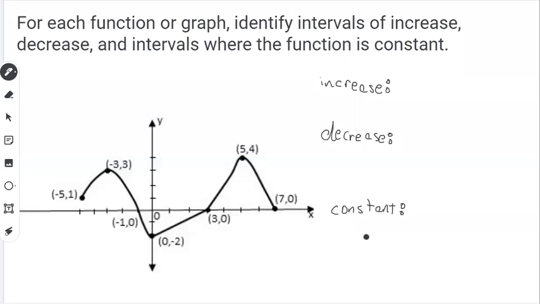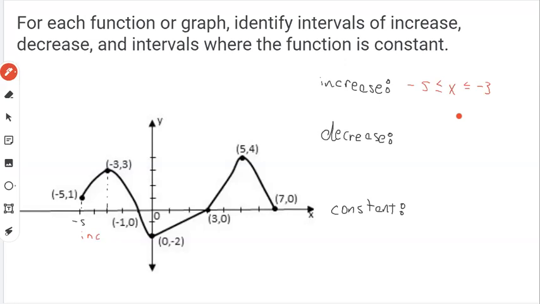Okay, so we're going to follow this function as it moves from left to right. So starting on the left side, we start at -5 right here. This would be -5. The function starts right here and it starts going up until you reach -3. So on this interval, we are increasing from -5 to -3. So we can write that as x is between -5 and -3. The function is increasing.